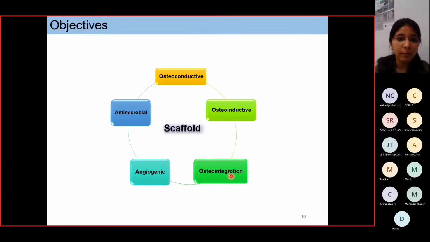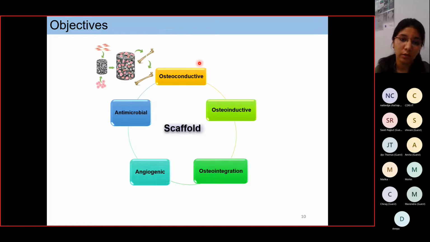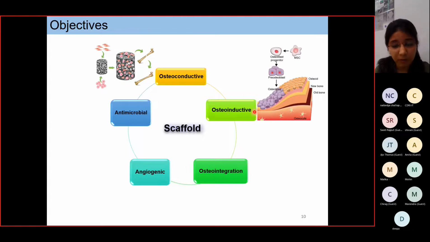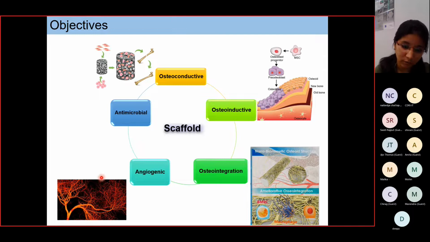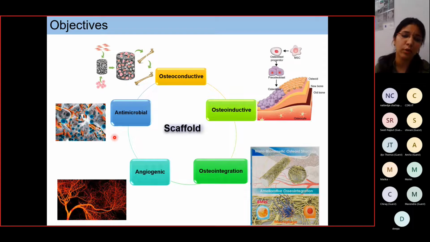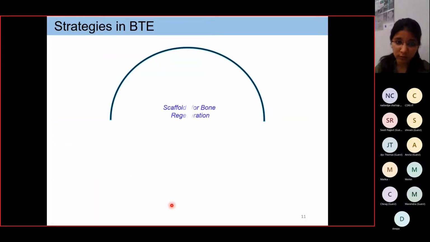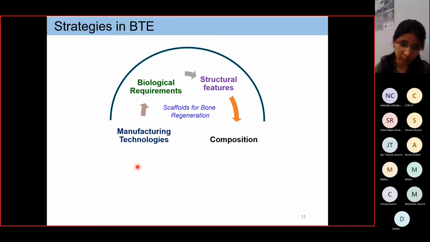So with this goal, our basic objective for any scaffold that we want to use for bone regeneration was based on these 5 factors. Our first factor was that it should be osteoconductive. It should be able to support the growth of the new bone. It should be osteoinductive, so that it can recruit your osteoprogenitor cells to that area. It should aid in the proper integration with the surrounding bone. It should also be angiogenic so that it can provide the proper vasculature for the nutrients as well as for the cells. And it should also have an inherent antimicrobial property, because in case of implants, there are chances of infection.